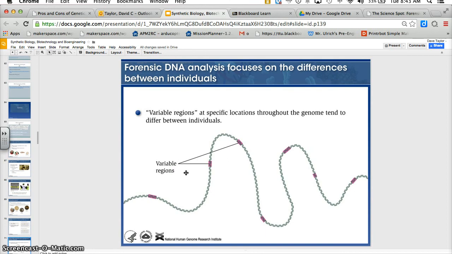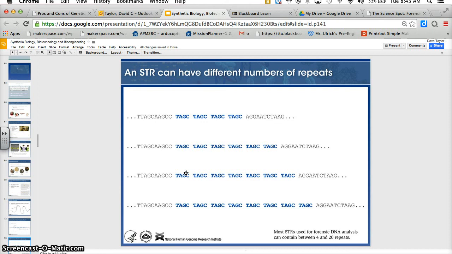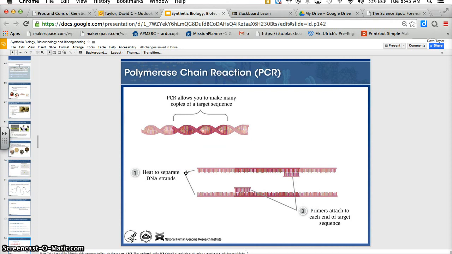Forensic DNA analysis focuses on the difference between individuals, and they call these variable regions. And here's an example of a variable region of short tandem repeats. Scientists look for these to find that individual marker. And STRs can have different numbers of repeats, as seen here. Polymerase chain reactions, PCRs, allow you to make many copies of a target sequence.